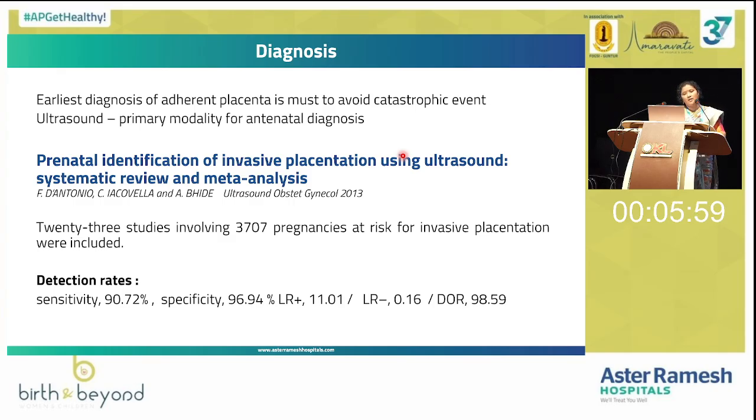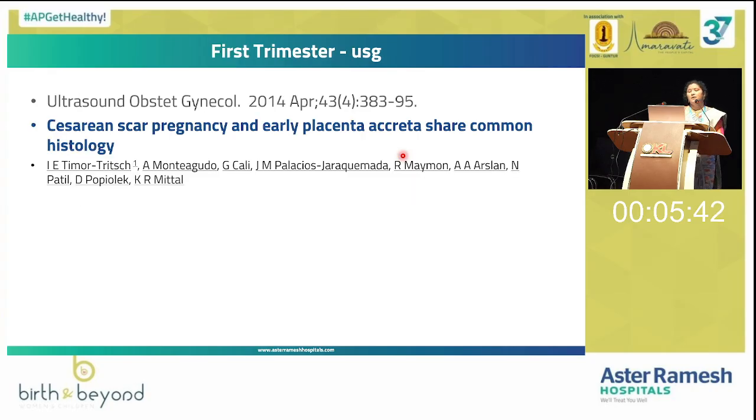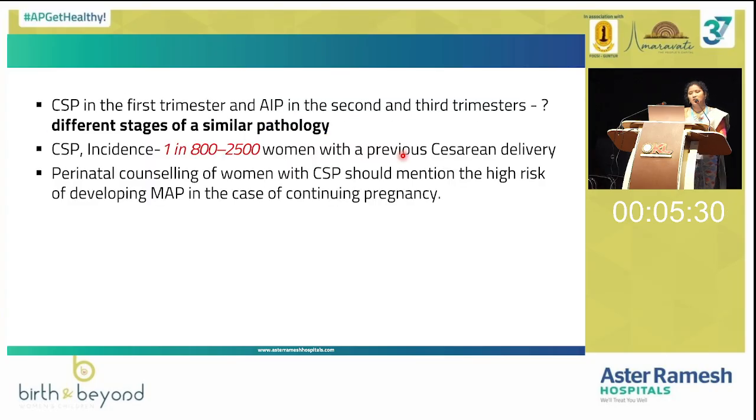Earlier prenatal identification is best through ultrasound, and they have come to the conclusion that the sensitivity of ultrasound is around 90% and specificity 96% in detection of placenta accreta. In the first trimester, what we can see is caesarean scar pregnancy, because caesarean scar pregnancy and placenta accreta share common histology. So the first trimester is caesarean scar pregnancy, and in the second and third trimester it leads into abnormally invasive placenta. And what is the incidence of caesarean scar pregnancy?